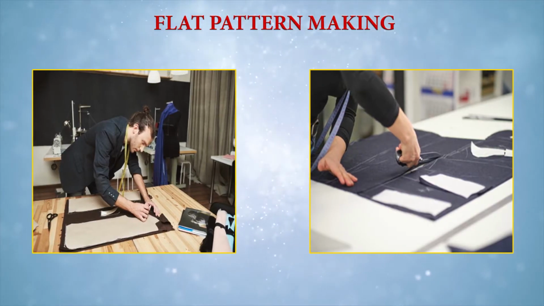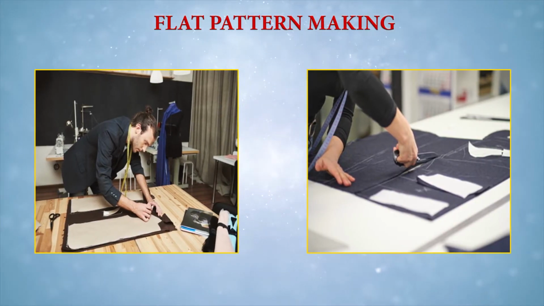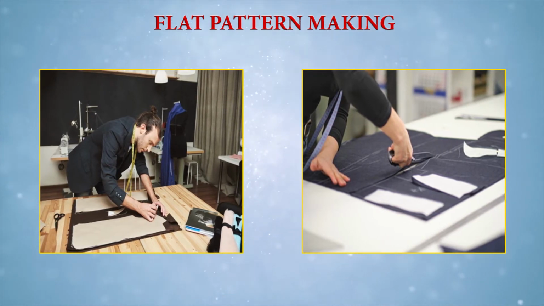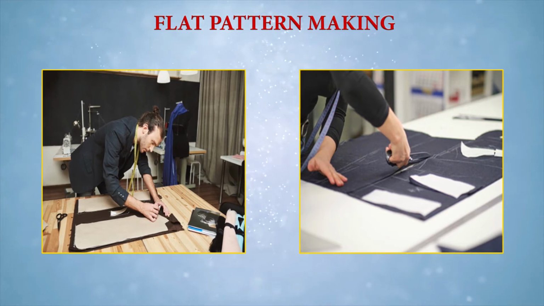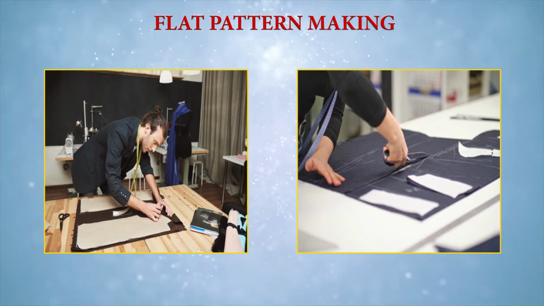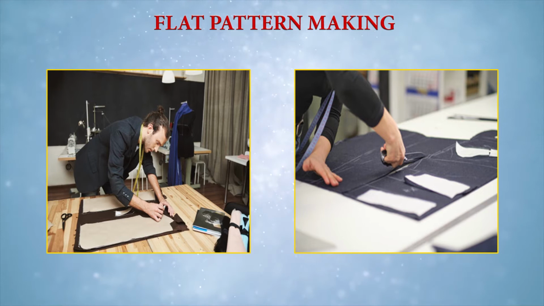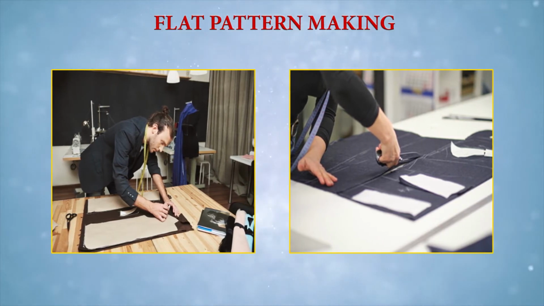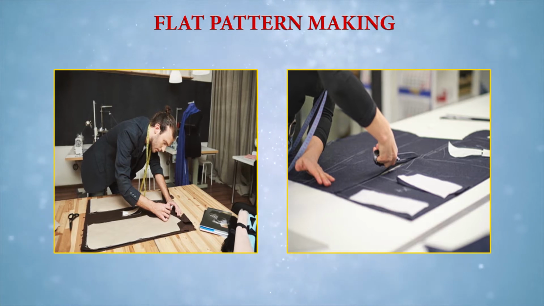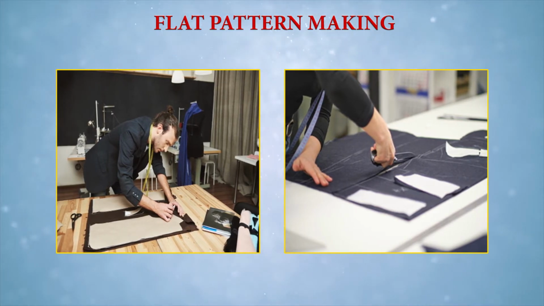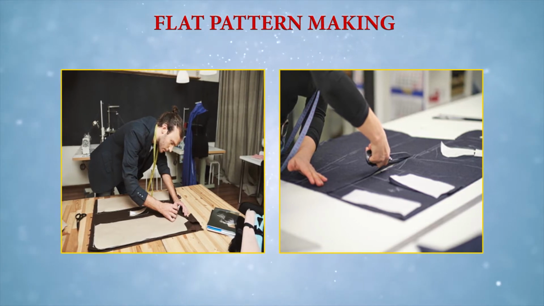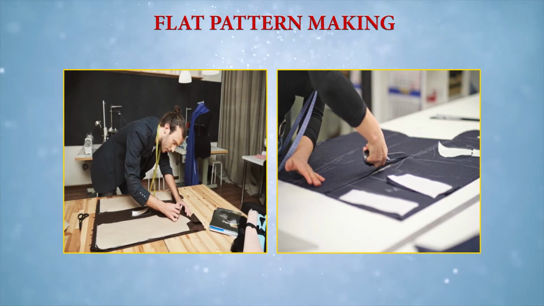Then you can see these pictures. These are pictures of how flat pattern making is done. In the first picture, you can see the person has developed the sloper on a piece of paper or cardboard. Then he is transferring that pattern onto the fabric, and then he is cutting that piece of fabric, and then it will be stitched. So this was about flat pattern making.